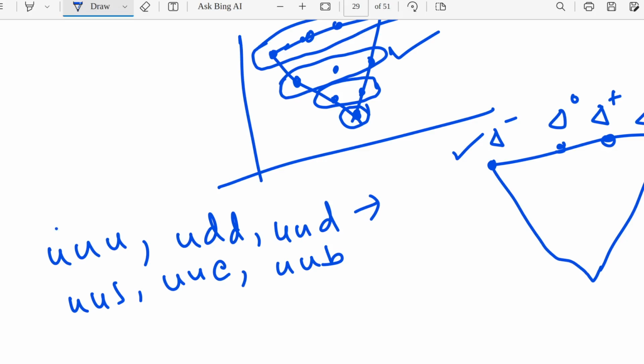And from quark content, how can I say this? Obviously we can say, because UUU, UDD, sorry, just a minute.